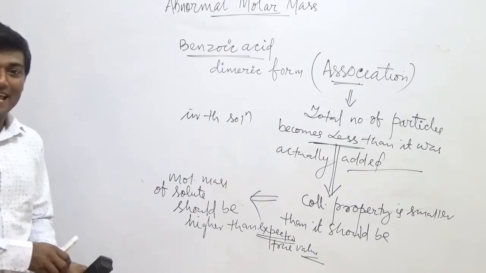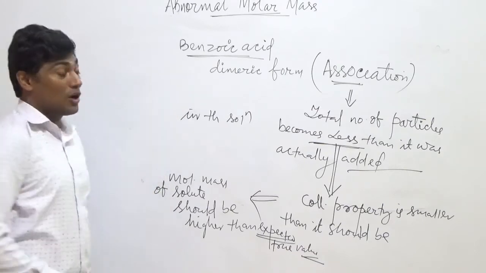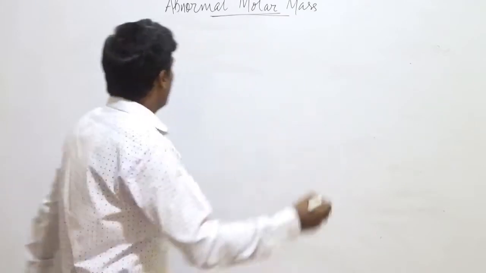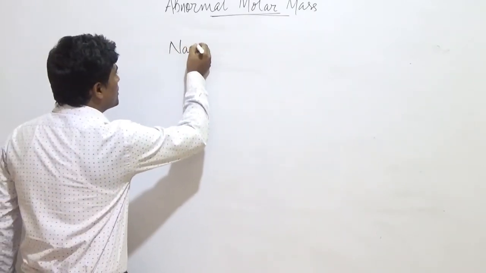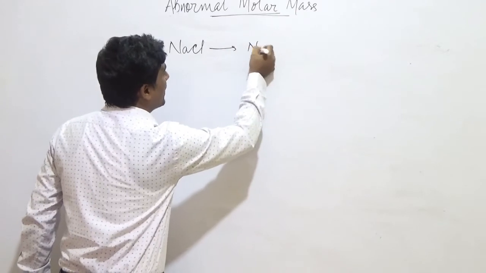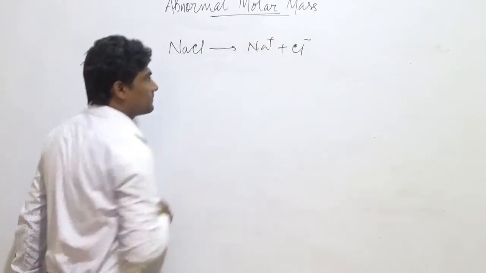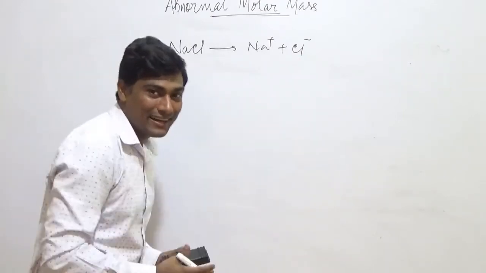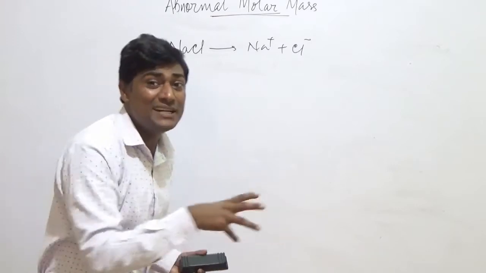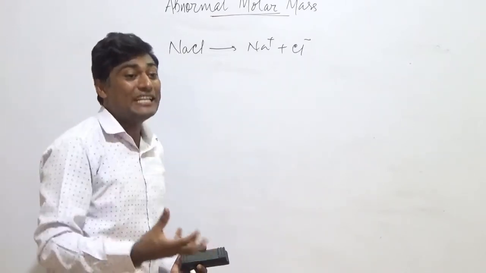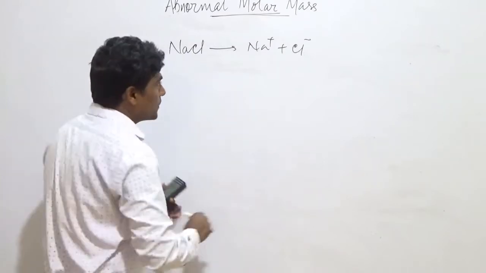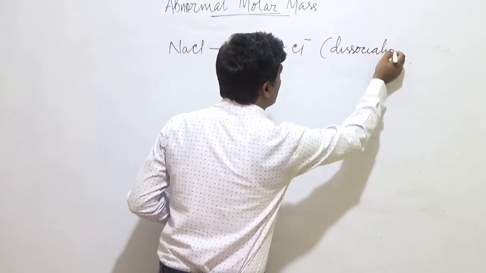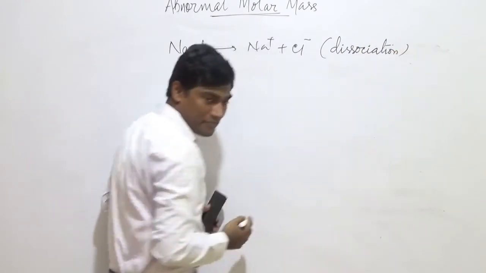So, the same case can now be discussed for dissociation. Simply we can take the case of sodium chloride. As you know, sodium chloride dissociates into Na plus and Cl minus. One molecule dissociates into two particles. So definitely it is clear that the number of particles inside the solution will be higher than what was actually added. So this is a case of dissociation.